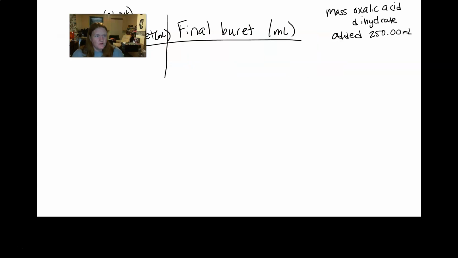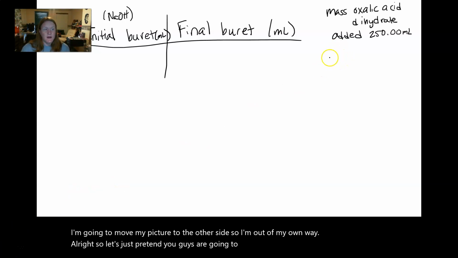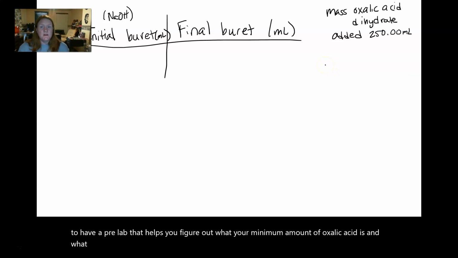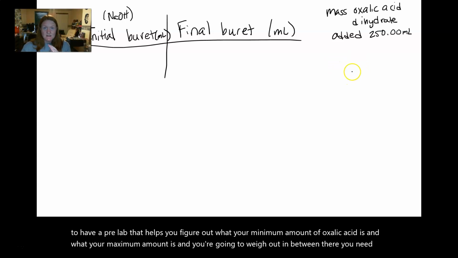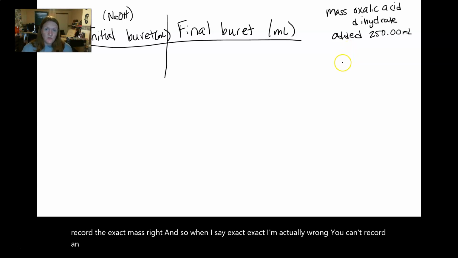I'm going to move my picture to the other side so I'm out of my own way. All right, so let's just pretend you guys are going to do your own measurements. You're going to have a pre-lab that helps you figure out what your minimum amount of oxalic acid is and what your maximum amount is, and you're going to weigh out in between there. You need to record the exact mass, all right? And so when I say exact, I'm actually wrong. You can't record an exact mass, but you can record a precise mass, okay?